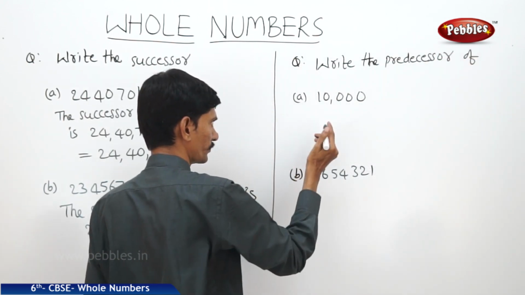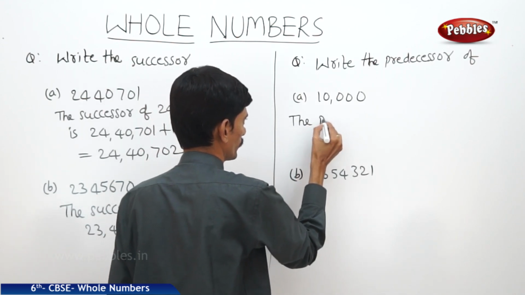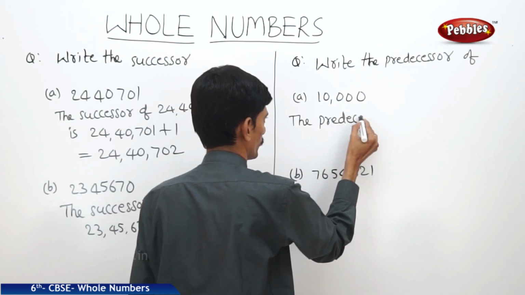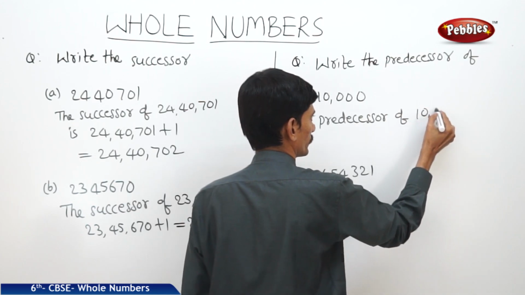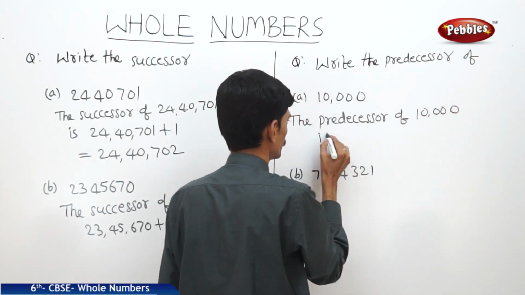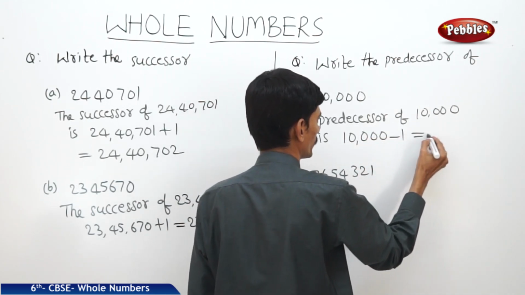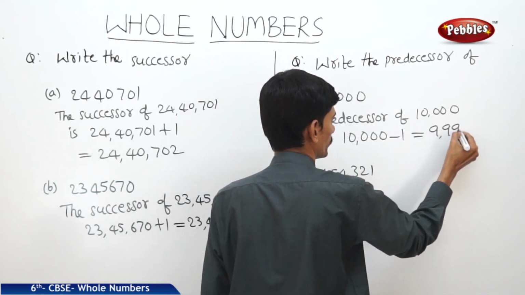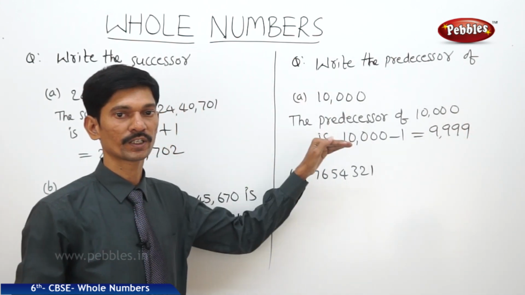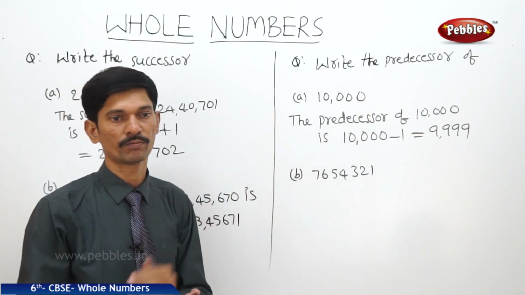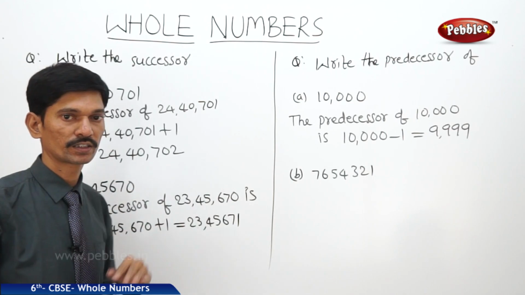Now the next question: write the predecessor of 10,000. So the predecessor of 10,000 is 10,000 minus 1. So that equals 9,999. So the predecessor of a given number is obtained by subtracting 1 from the given number. Then the successor is obtained by adding 1 to the given number.